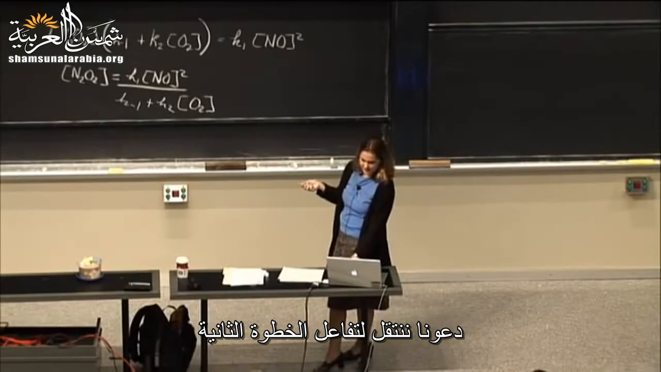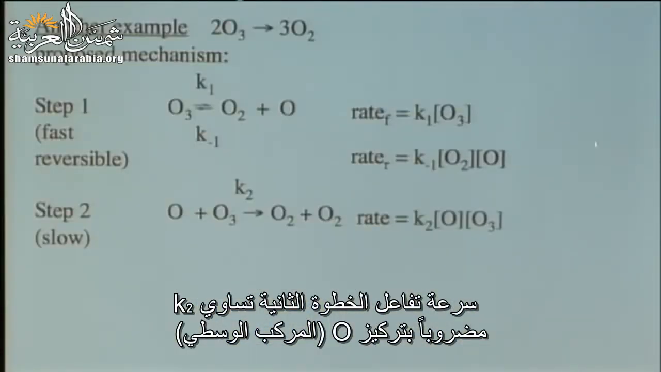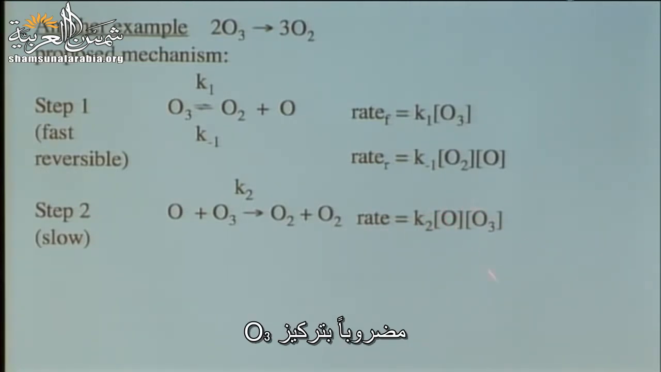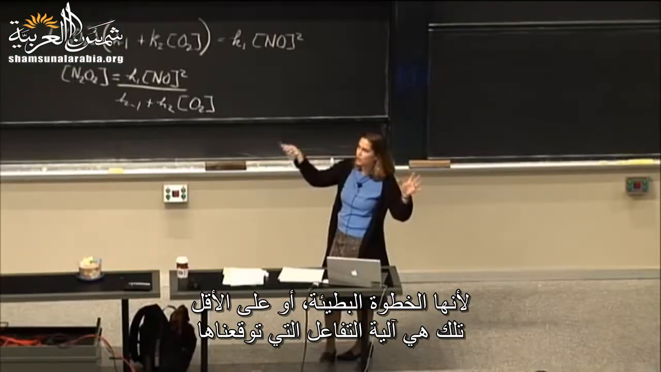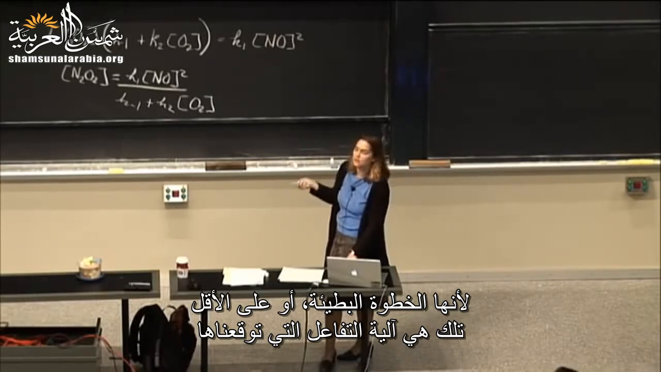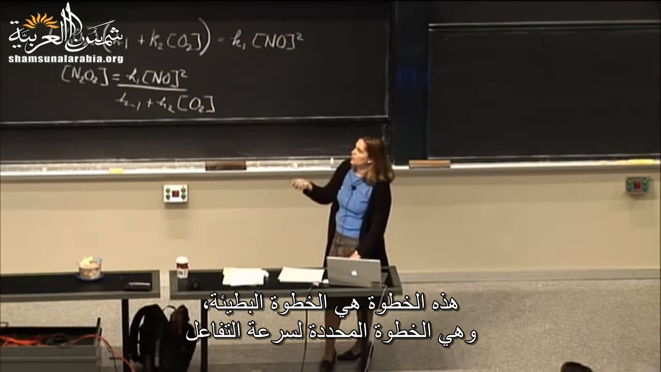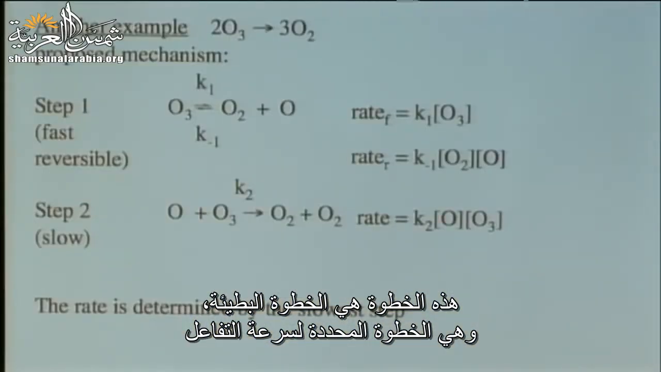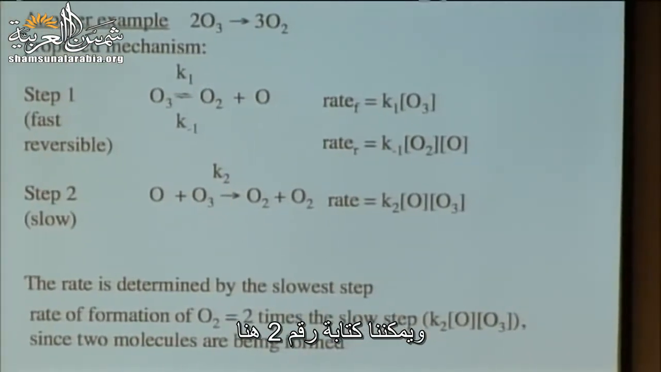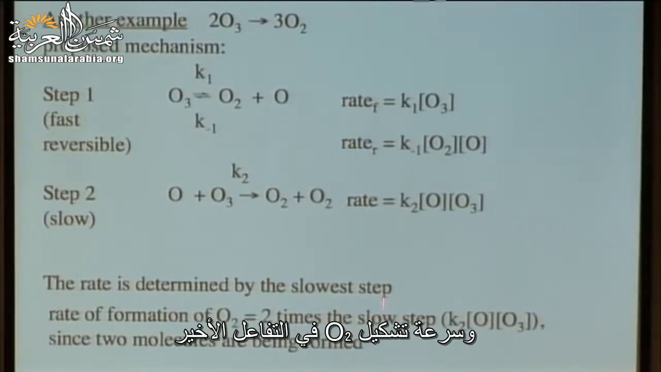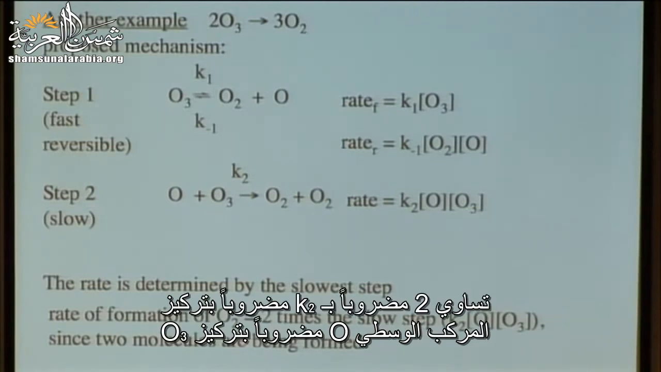All right, so let's look at the second step here. So the rate here is going to be K2 times this intermediate concentration of this intermediate O times the concentration of O3. All right, so now we know that this second step is going to be controlling the rate. It's a slow step. At least that's our prediction that we're going to write a rate expression based on. And so that's going to be our slow step, our rate determining step. And again, we're forming two molecules of O2 in this step. So we can have a 2 in there, and the rate of formation of O2 in this last step is 2 times K2 times our intermediate O times O3.